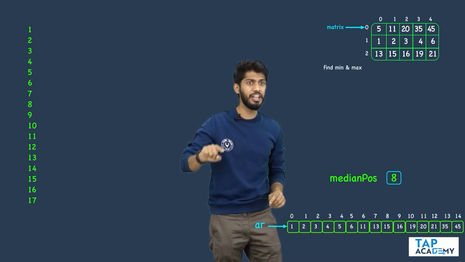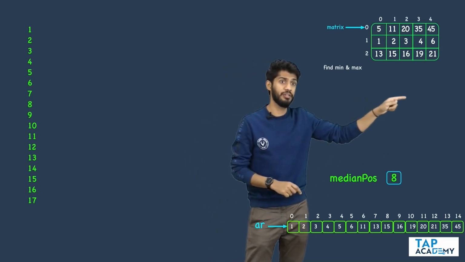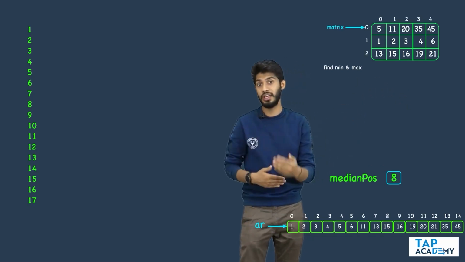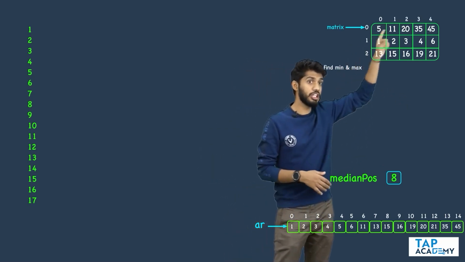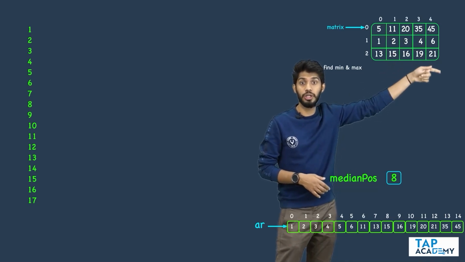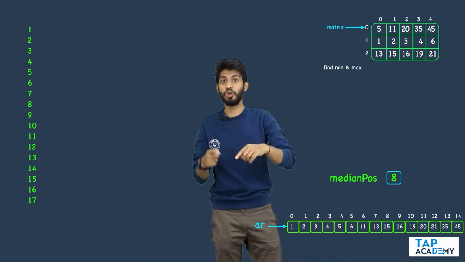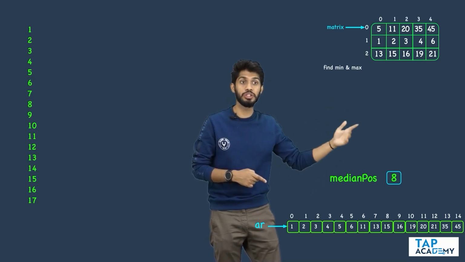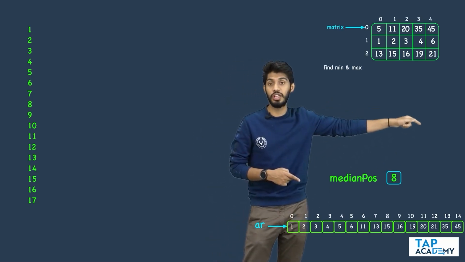So 15 divided by 2, I will actually get 7. But I don't want 7, rather I want 8. Now how can I get that? So R into C gives me 15, I will do plus 1 to it. So row into column plus 1 is nothing but 16. Divided by 2 is nothing but 8, and that's how we get 8.